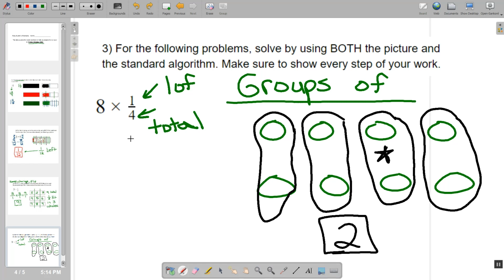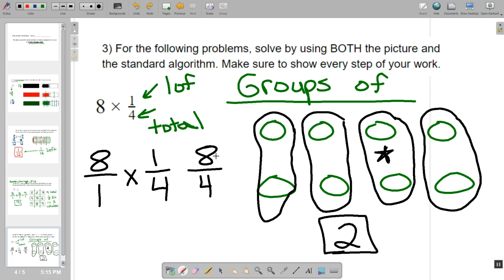The algorithm, we need to turn them both into fractions. 8 turns into 8 wholes. 1/4 can stay. 8 times 1 is 8. 1 times 4 is 4. 8 divided by 4 is equal to 2.